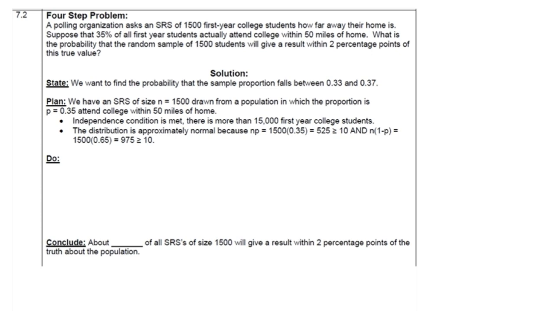Last example problem. It's what they call a four-step problem. We'll see these in some practice today and also in future quizzes and tests. So, a polling organization takes a simple random survey of 1,500 first-year college students about how far away their home is. Suppose 35% of all, that's a key word there, first-year college students actually attend college 50 miles from home. When I hear all, I go, oh, you're talking about the population of first-year college students, because you just said 35% of all. So p equals 0.35.